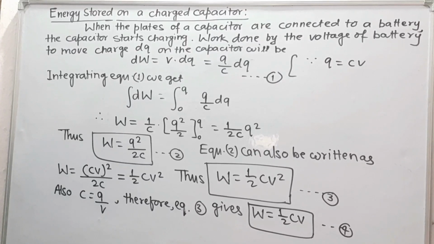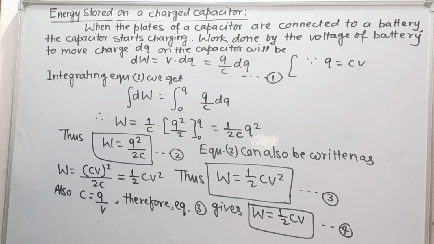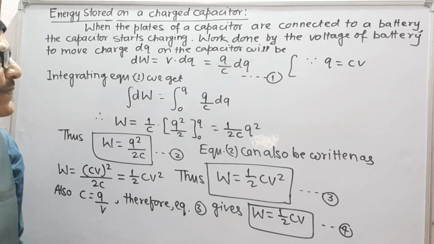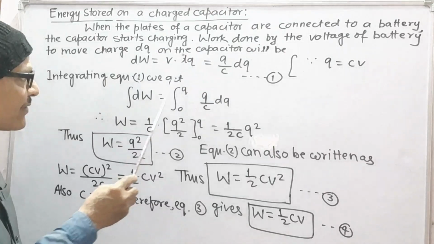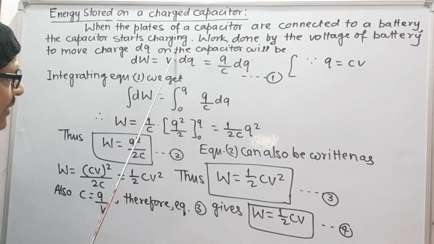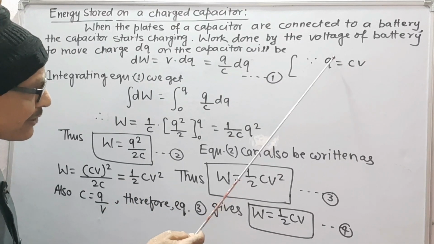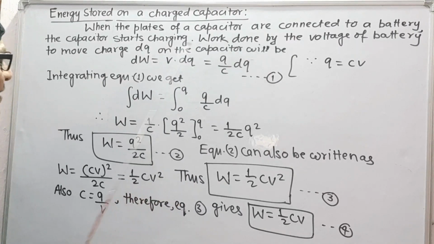Next, we take the energy stored on a charged capacitor. When the plates of a capacitor are connected with a battery, then the capacitor starts charging. Work done by the voltage of battery to move a small charge dq on the capacitor will be dW is equal to voltage into charge, means V into dq. Because q is equal to CV, therefore V can be replaced by q by C. So, it becomes q by C into dq. Suppose this is equation 1.